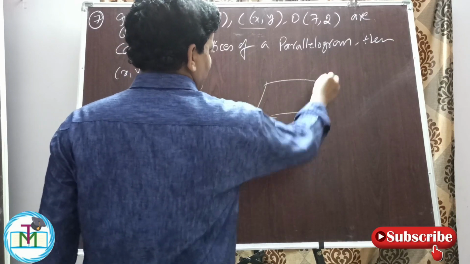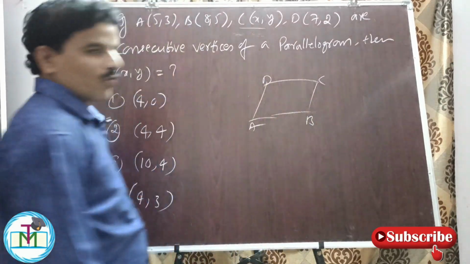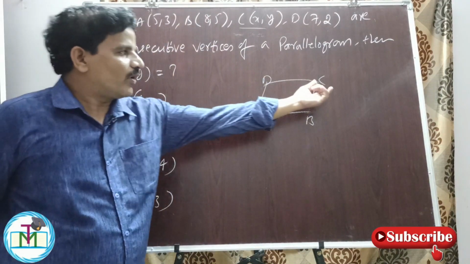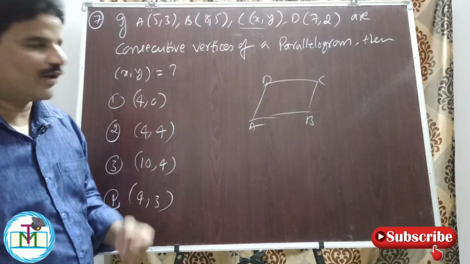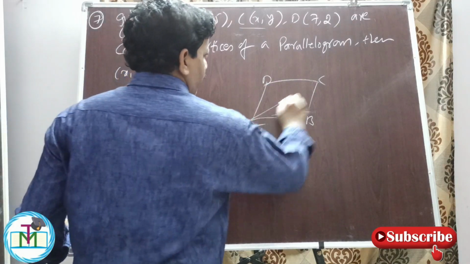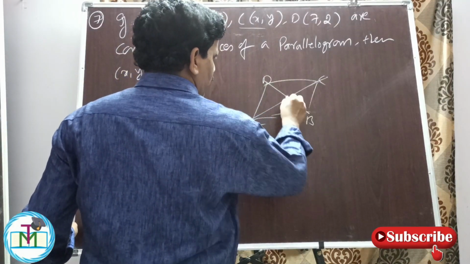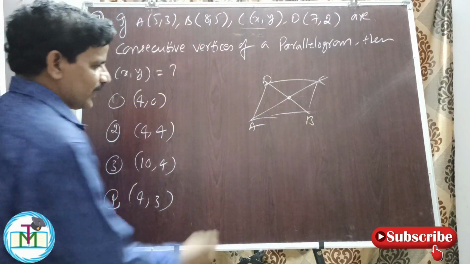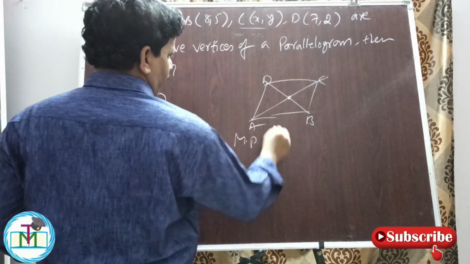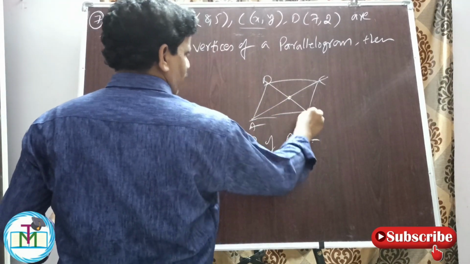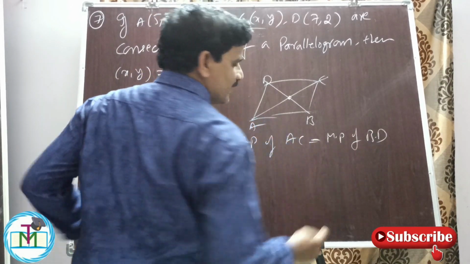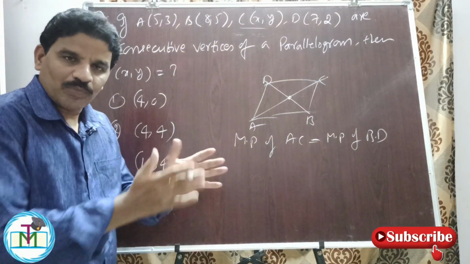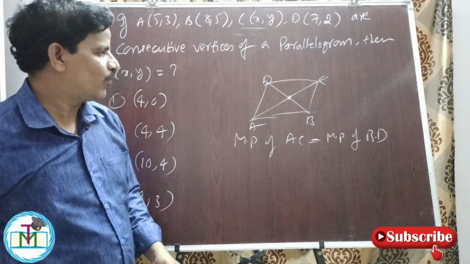This is A, this is B, this is C, this is D. Now we have to find the coordinates of C, the vertex. In a parallelogram, the midpoint of AC is equal to the midpoint of BD. This is the same. So here, the midpoint of AC is equal to the midpoint of BD. What is the midpoint formula? (x1 plus x2) by 2 comma (y1 plus y2) by 2.